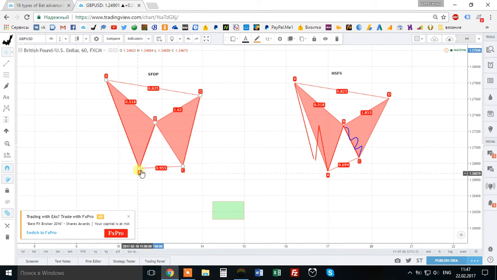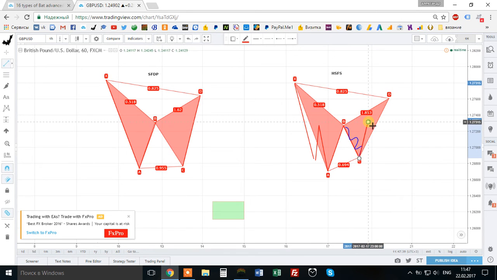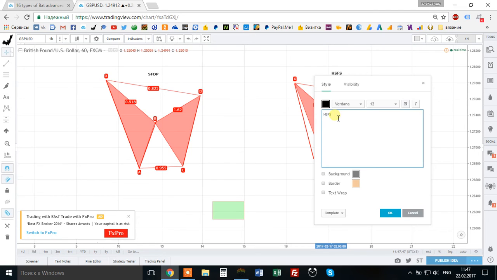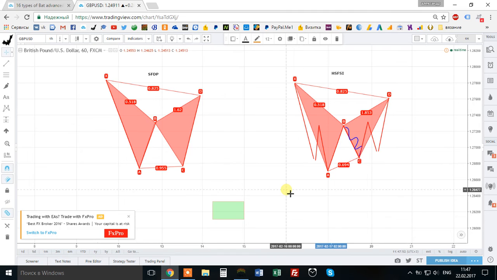Straight XA, containing flag, and double bottom between A and C, and perfect CD completion. And let's draw some imperfect movement, where we don't have any perfect movement because it was interrupted by a correction that is more than 382, and then the name turns into I, HSFSI. So this means head and shoulders, having flag, single bottom, and imperfect CD.